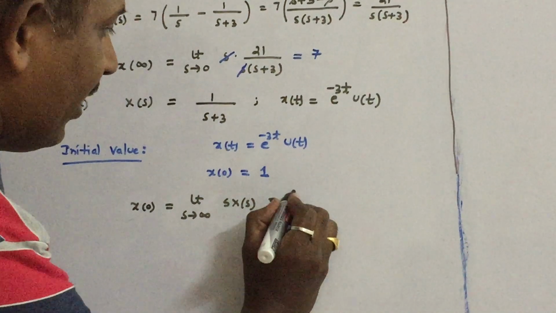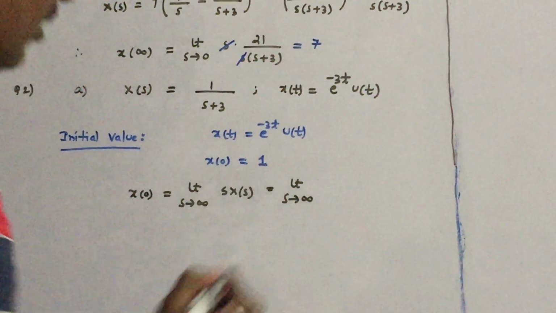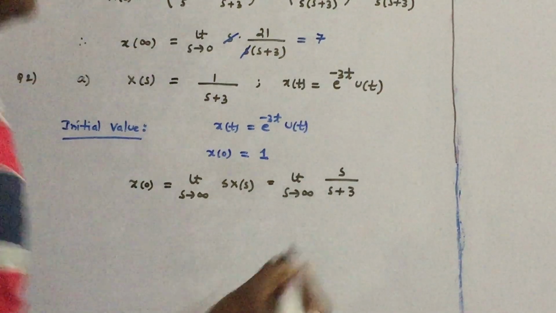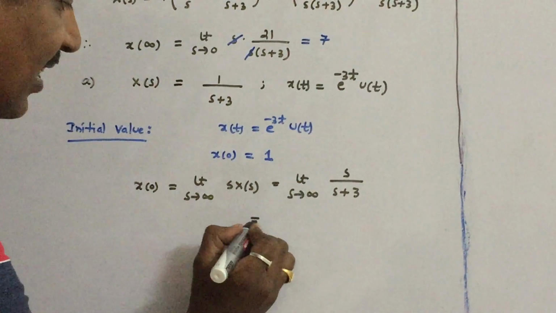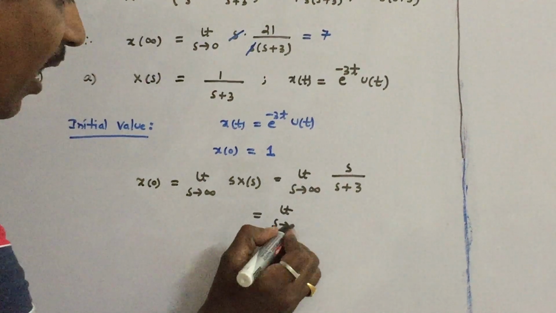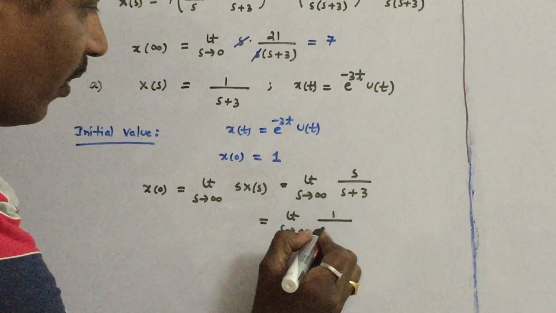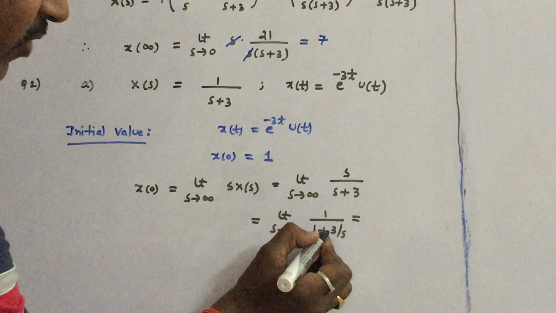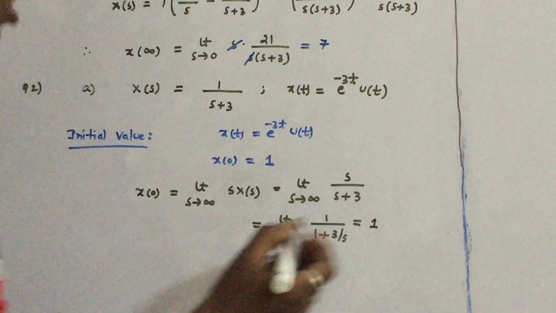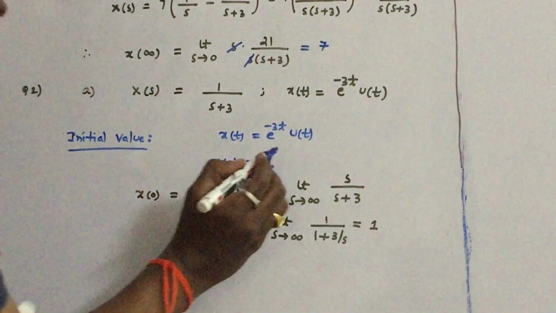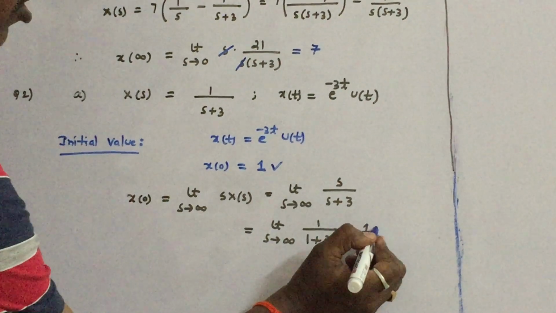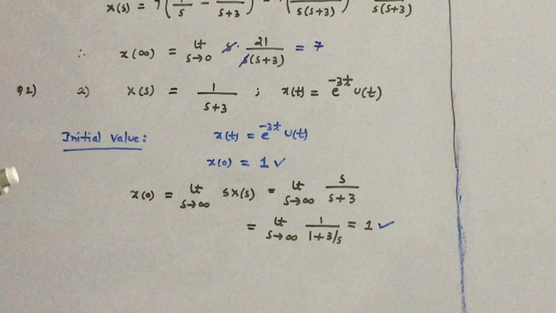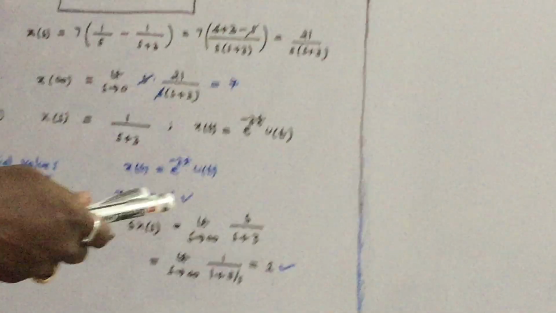So therefore limit s tends to infinity s into x of s is s by s plus 3. If you take s as common in the numerator and the denominator, it becomes 1 by 1 plus 3 by s. So you can see that if you substitute s is equal to infinity, this term is 0, and 1 by 1 is 1. So therefore you can see that in the time domain the initial value is 1, and in Laplace transform domain the initial value is also 1. So in this way the initial value is verified. So let us find out the final value.